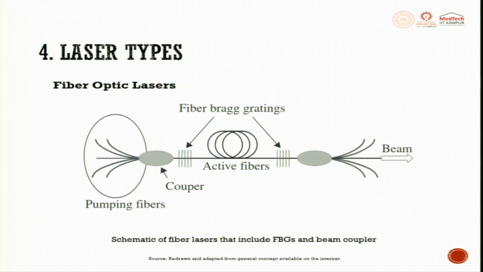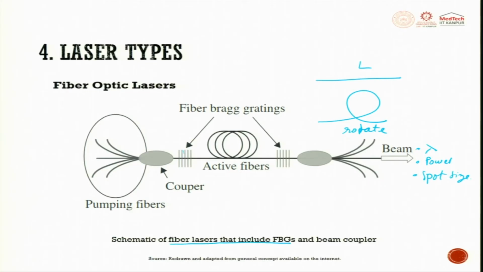You can have gratings, and this will create a beam. This is rotated and kept, so that the length is converted into rotation. This is the length, and this is rotated, so it occupies a small space. Then finally you get a beam output. Here, wavelength and power are very important, and of course, spot size also. Okay. So, this is a fiber laser that includes FBGs and beam couplers.